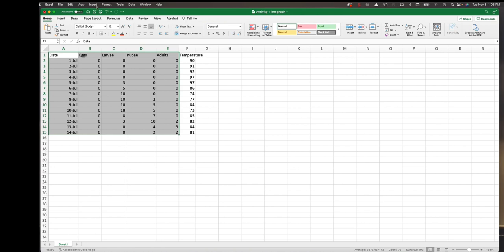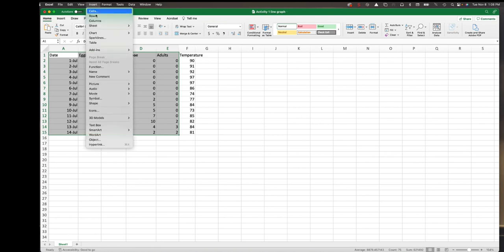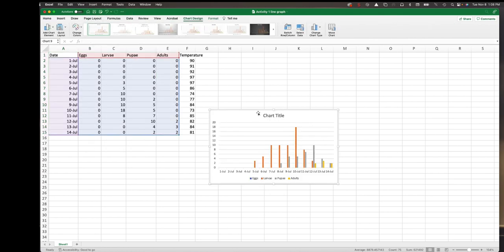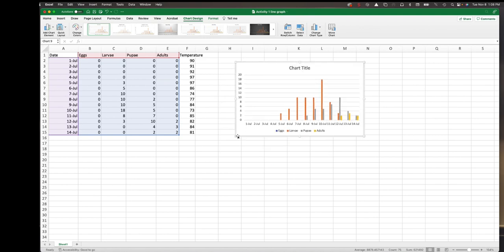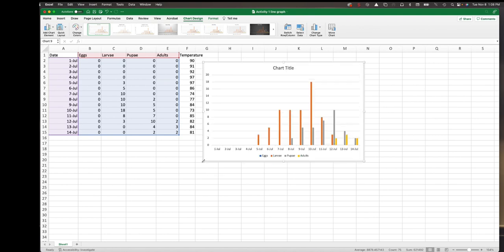So then I go to Insert, Chart, Column. I now have a chart that looks like this. I'll make it just a touch bigger by grabbing a corner so you can see it. The graph story tells us the following: that something happened on certain days, that something had a value, and that it involved eggs, larvae, pupa, and adults. Now, to make this graph story more informative, let's clarify a few things.